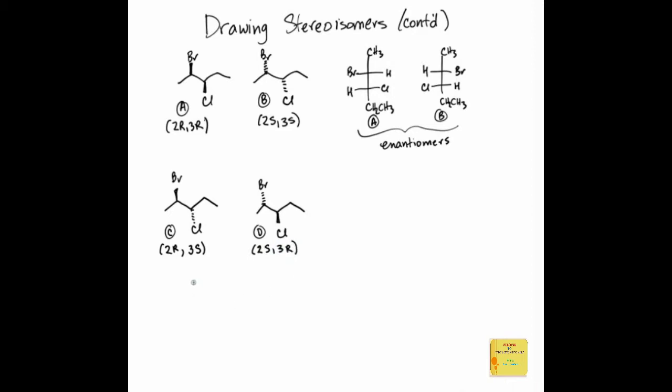We could draw the Fischer projections of these as well, and these would be good to practice with. In drawing these Fischer projections, you can use the stick figures, you can use models, but just in comparing it to the Fischer projections you already have for A and B, we can see that for C, it's going to have the bromine and the chlorine both on the left. And then for D, it's going to have the bromine and the chlorine both on the right.